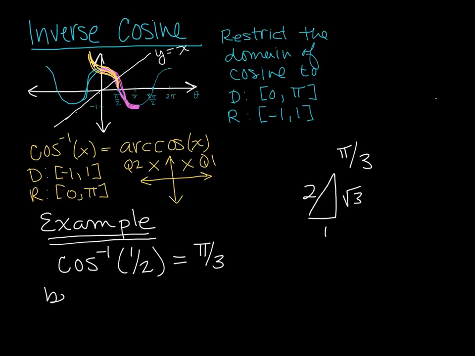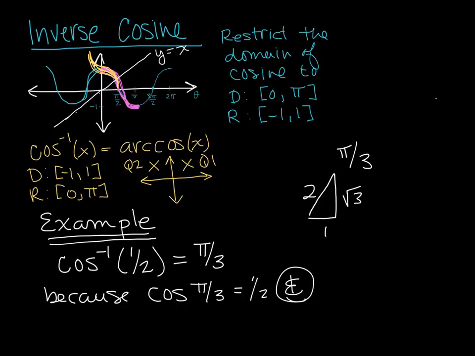We'd say that because the cosine of pi over 3 is 1/2 and 0 is less than or equal to pi over 3 is less than or equal to pi. In other words, pi over 3 is here in this first quadrant, and so it's in the range. Let's do another example.